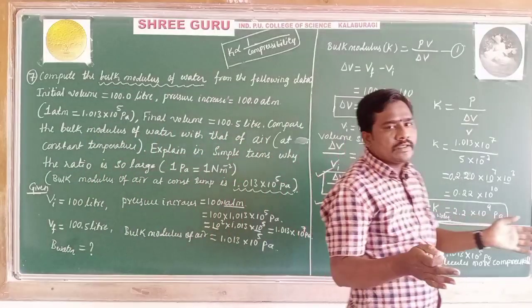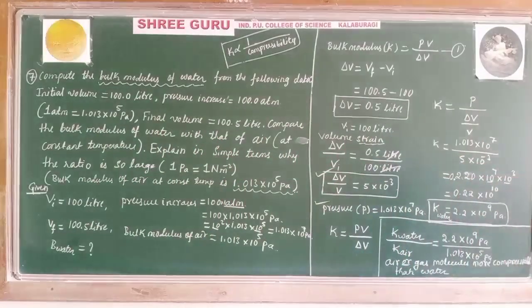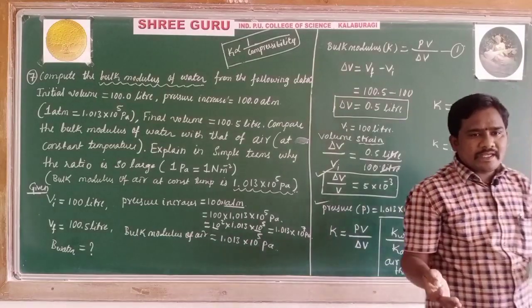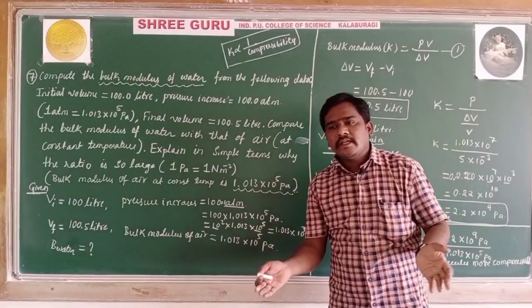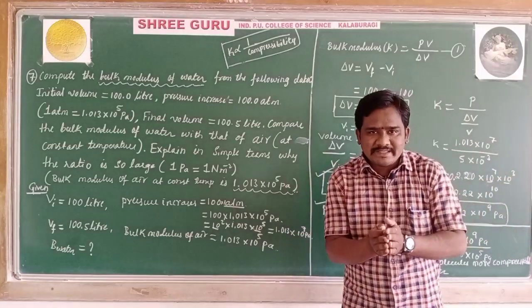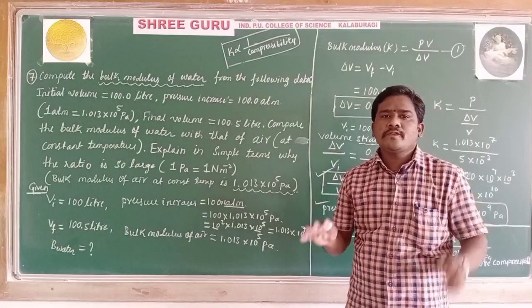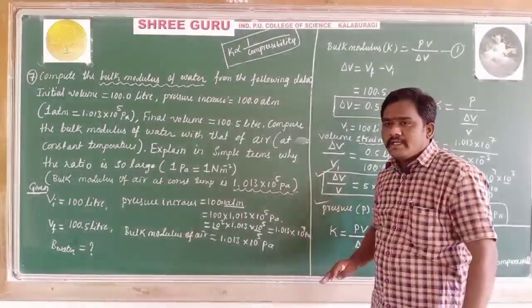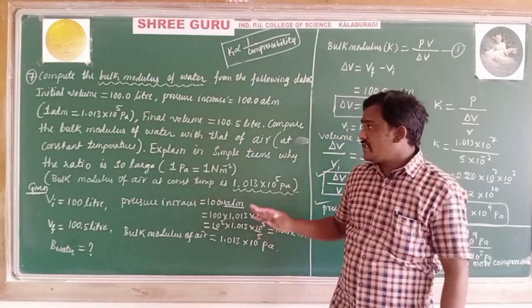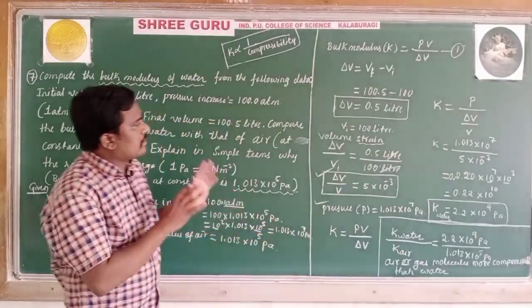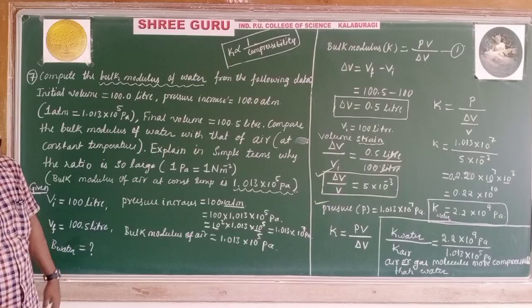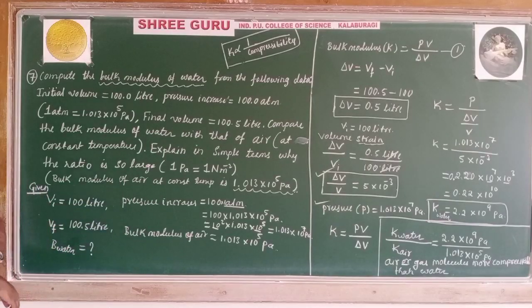Intermolecular force and interatomic force in air and water are different. Air is more compressible as compared to water. Why? Because the intermolecular force is less in air as compared to water. This is the first numerical on the basis of bulk modulus. Just note down, very important: compressibility is inversely proportional to bulk modulus.